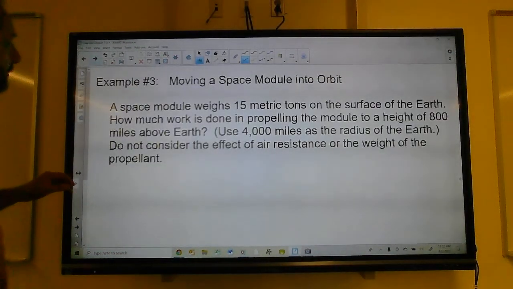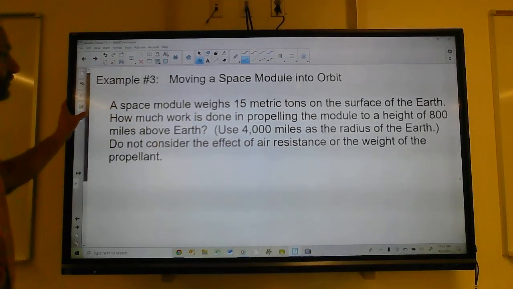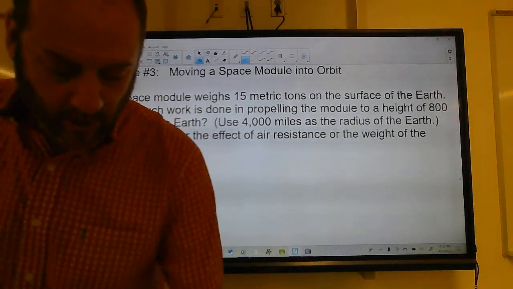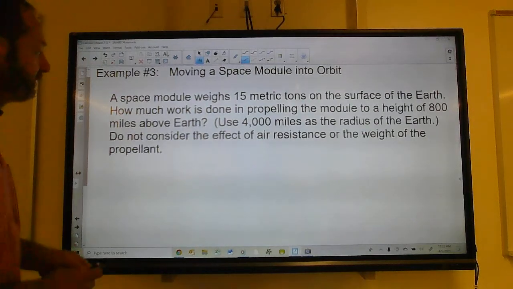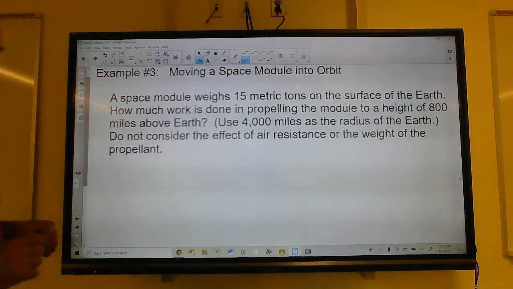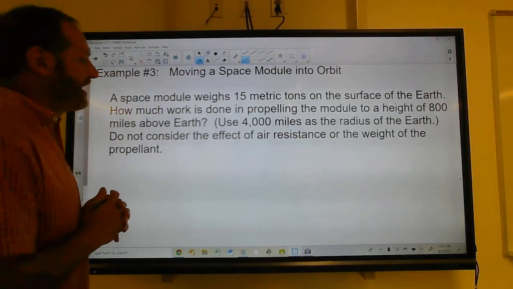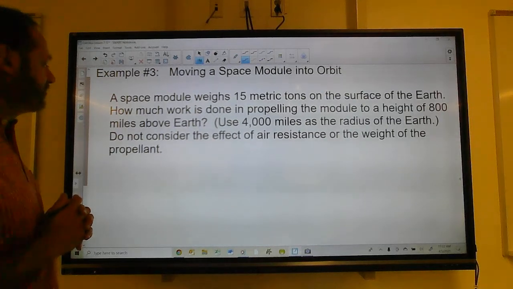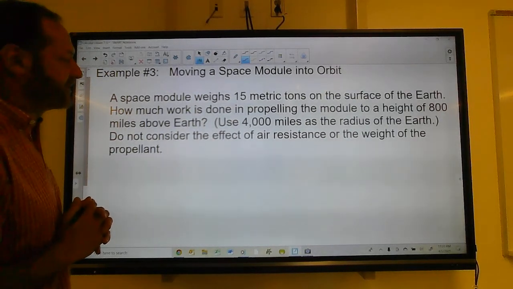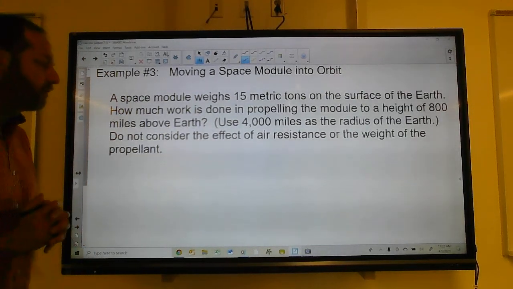Now, example 3, moving a space module into orbit. Okay, so this one's going to have gravity involved in it. The space module weighs 15 metric tons on the surface of the Earth. How much work is done in propelling the module to a height of 800 miles above the Earth? Use 4,000 miles as the radius of the Earth. Do not consider the effect of air resistance or the weight of the propellant.